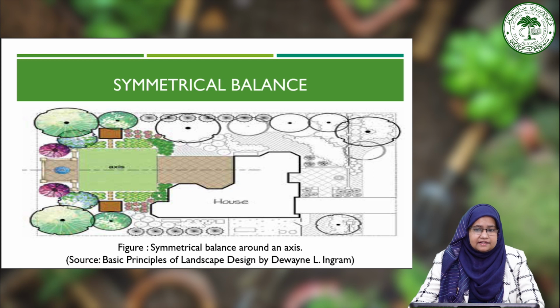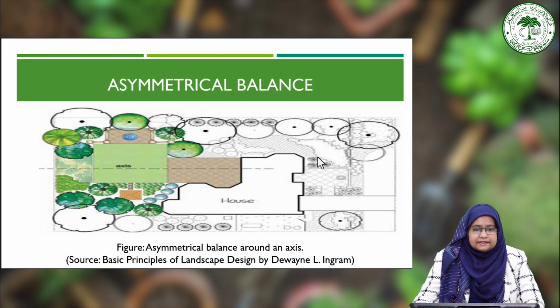Many historical gardens are organized using this concept of symmetrical balance. The next is asymmetrical balance, which is achieved by equal visual weight of non-equivalent form, color and texture on either side of an axis. We can see there is an axis, and both sides have equal visual weights, but their forms are different. We can see there are different forms of trees.